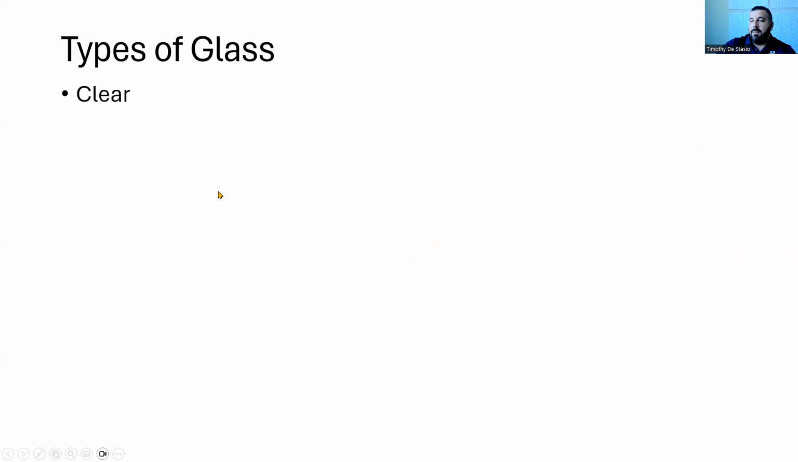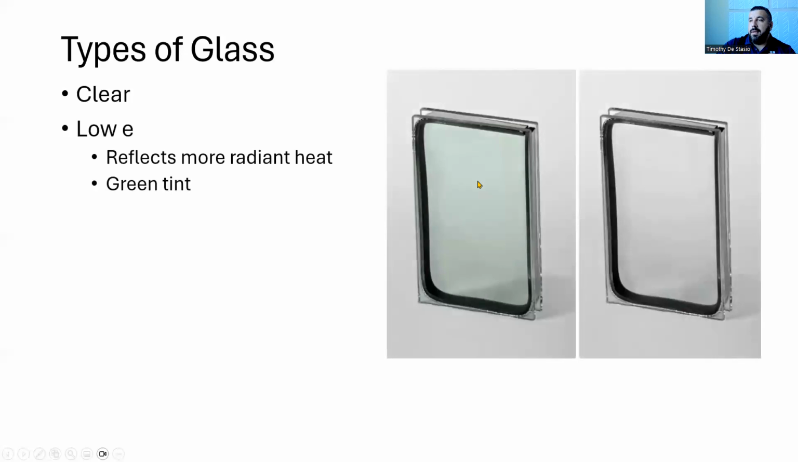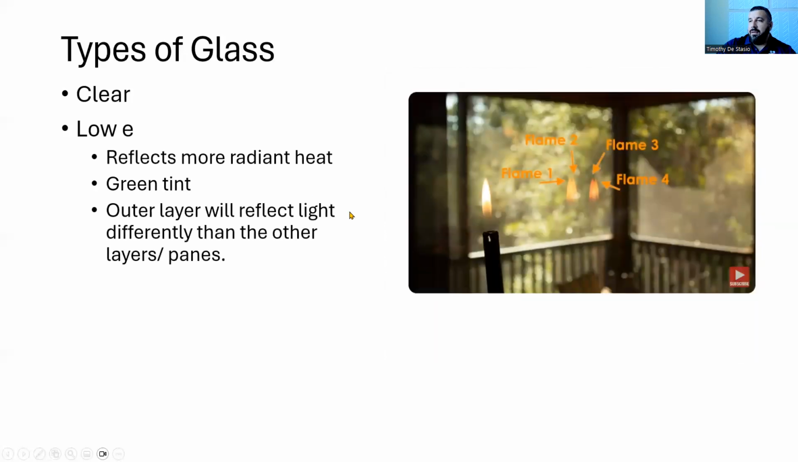Type of glass. Typically, we deal with clear and low E glass. Low E glass reflects more radiant heat rather than allowing it to pass through. A lot of times, low E glass will have a green tint. But one way you can find out is by holding a lighter in front of the glass and looking for the flame's reflection. This is a double pane glass.